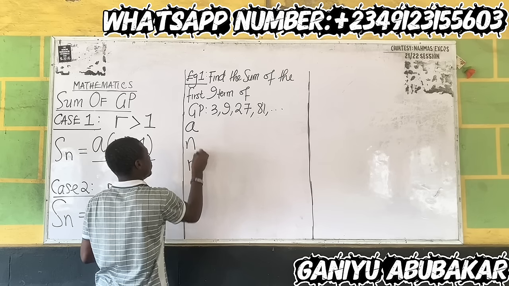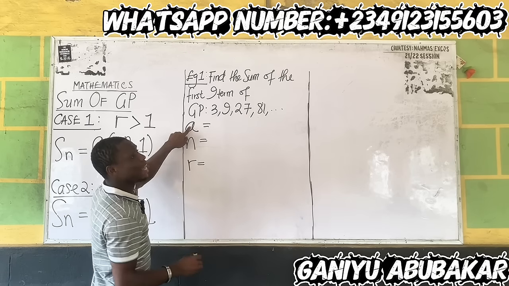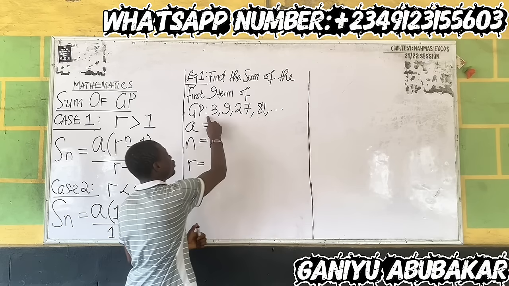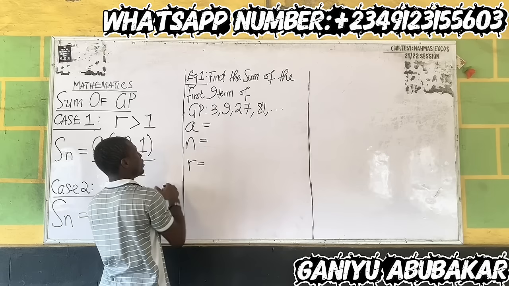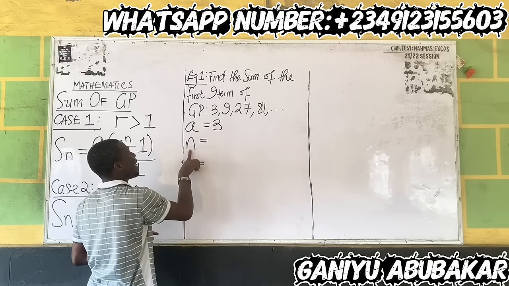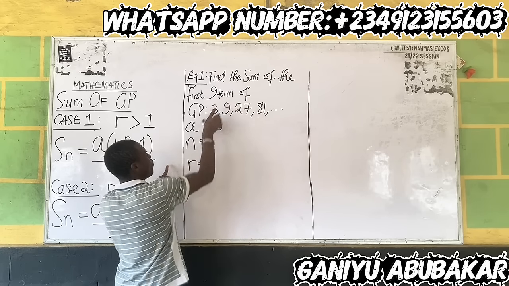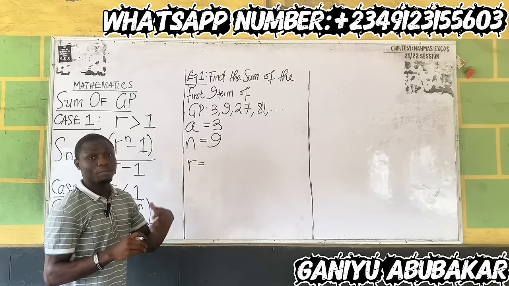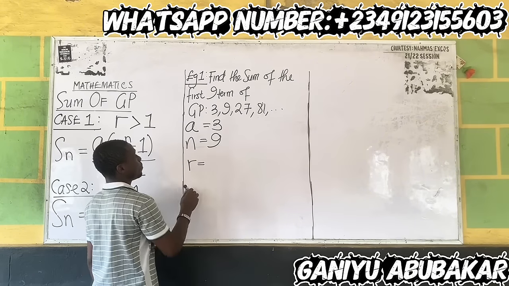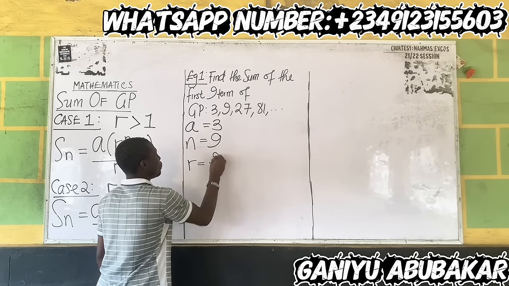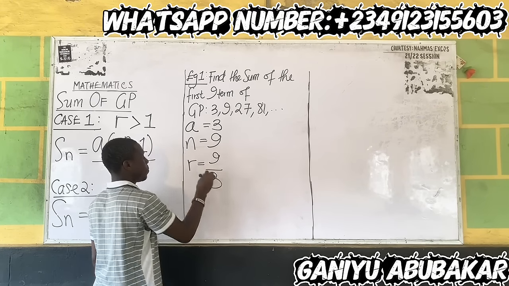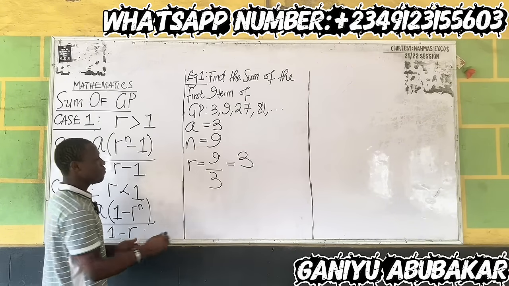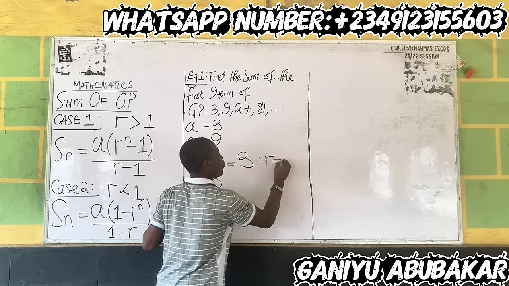So for this problem, I need to know the value of A, the value of N, and the value of R. A signifies the first term, which is simply the number that comes first. In this GP, the number that comes first is 3, so my first term is 3. N is the nth term I'm asked to look for, so N is 9. R is the common ratio, and to get R, you divide the second term by the first term, which is 3, so I have 3 as my answer. Therefore R is equal to 3.